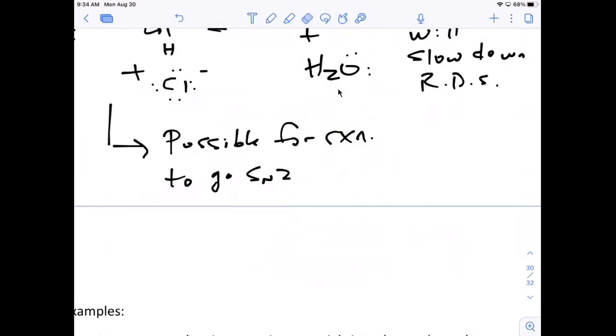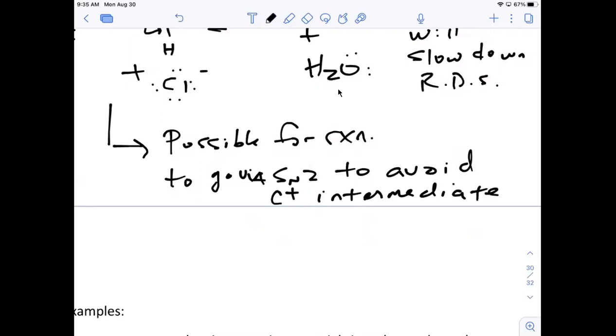And let me write this out in a little bit more cogent terms. Right, so it's possible that for it to go via SN2, let me not say that. I'm going to say to avoid. Right, so it's possible that it'll go SN2 to avoid that carbocation intermediate. I'm going to highlight that. All right. Okay, thank you.